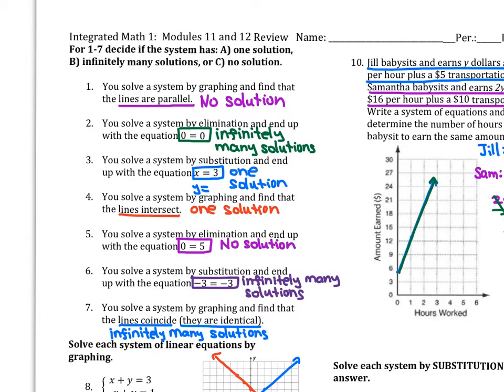And on number 7, since the lines coincide, they are identical. That means I'm going to have the same line twice. That means I'm going to have infinitely many solutions.